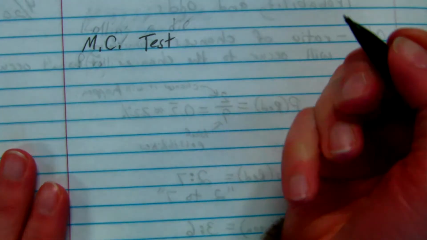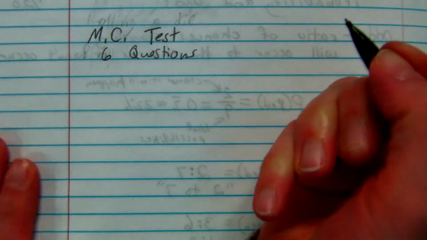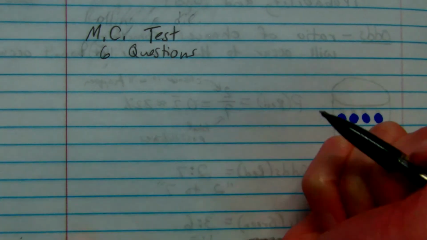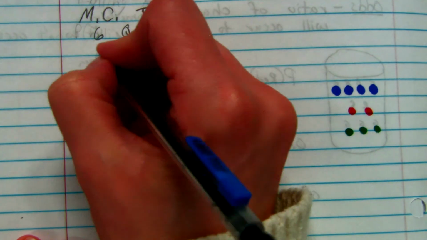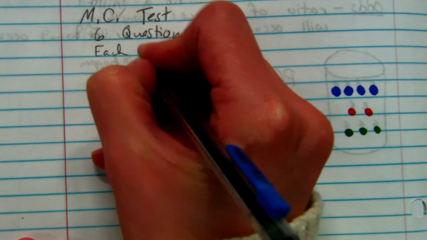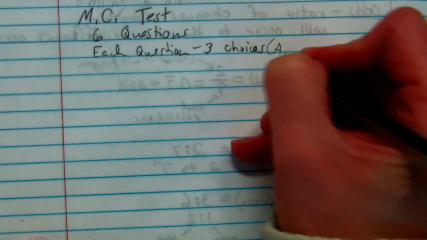So let's say I'm just going to call it an MC, multiple choice test. And let's say that there are, I don't know, 6 questions on the test. And you didn't study, you have no idea, you slept through class. You're going to have to guess on every question, and for each question, there are 3 choices, A, B, or C.